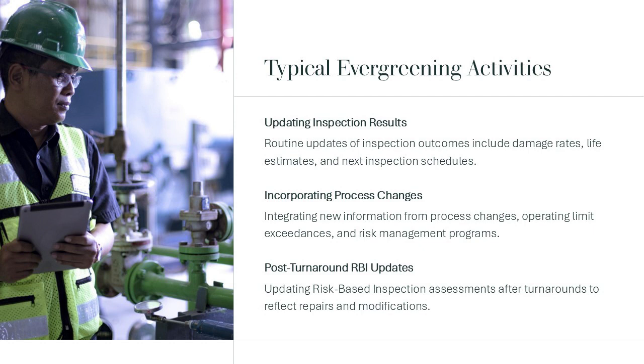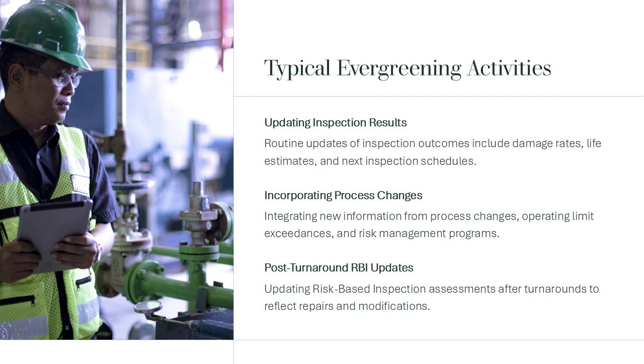Prior to turnarounds, evergreening is often used to update risk rankings and inspection plans to support effective planning and resource allocation. Evergreening also includes updating the RBI assessment following turnarounds to reflect completed inspections, repairs, and modifications. By systematically capturing these updates, organizations ensure that the RBI program remains synchronized with plant reality and continues to support informed, risk-based decisions.